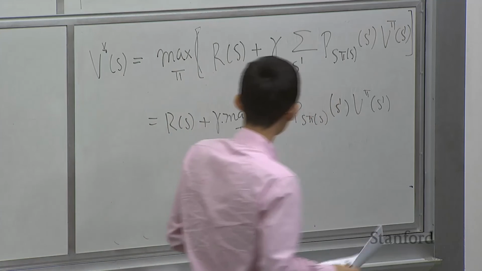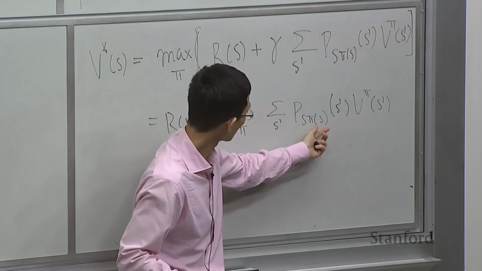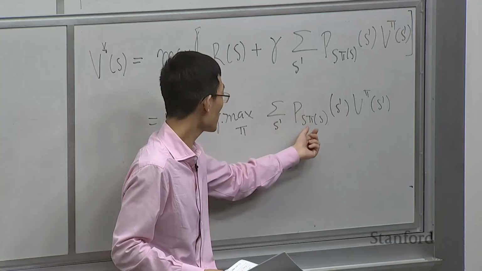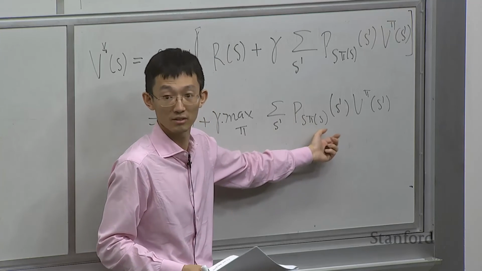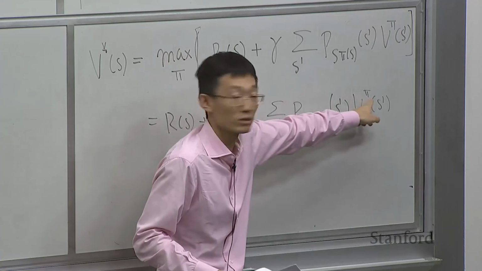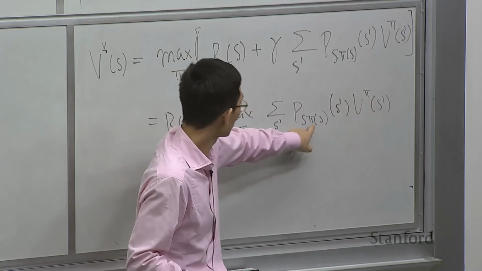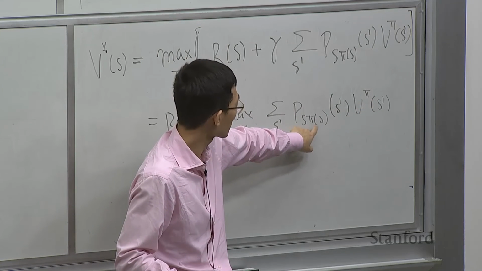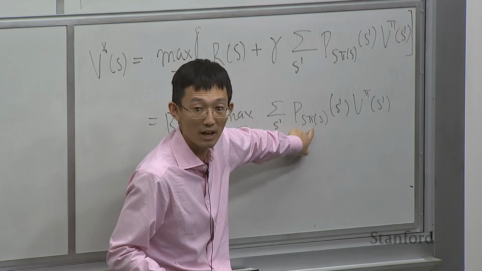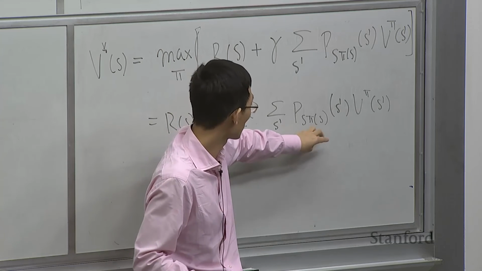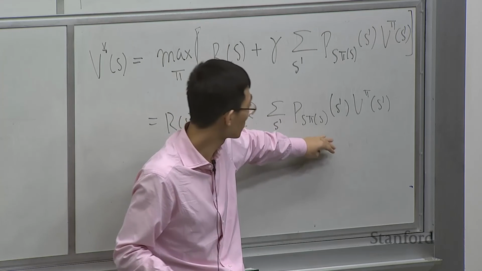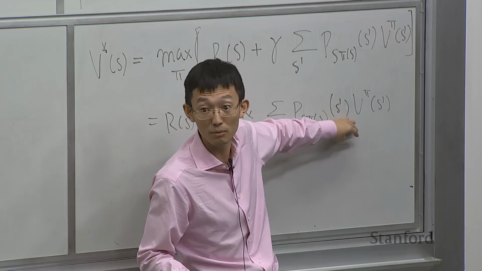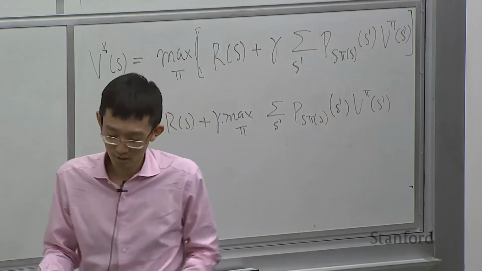Okay, so now you look at this thing. Pi shows up in several different places, right? Pi shows up here, and pi shows up here. The pi shows up here in the sense that if you use different pi, you're going to have a different transition probability, so that you can arrive at a different set of states S prime with different probabilities, right?